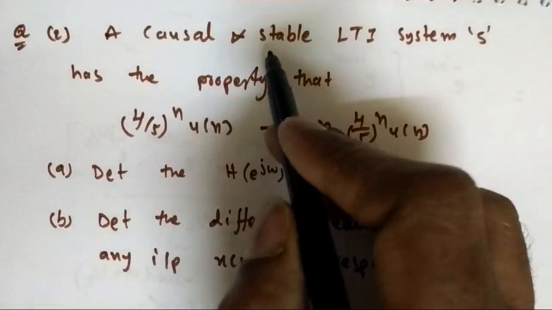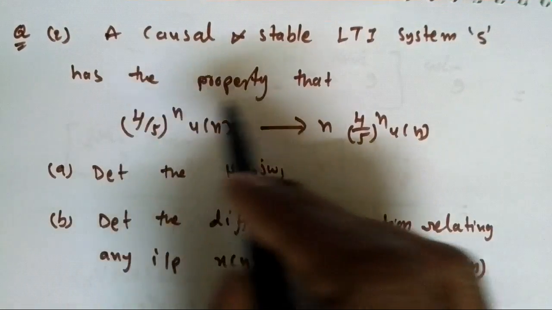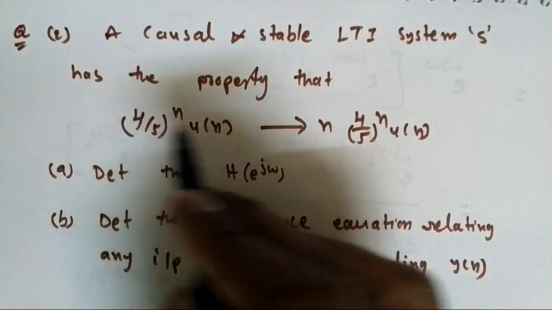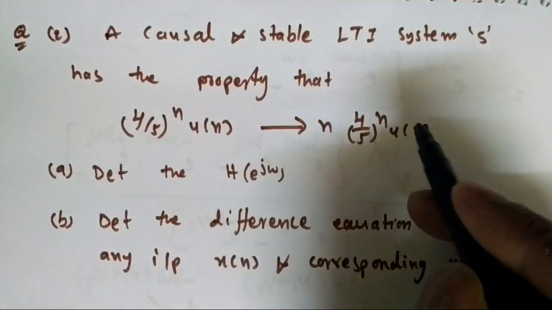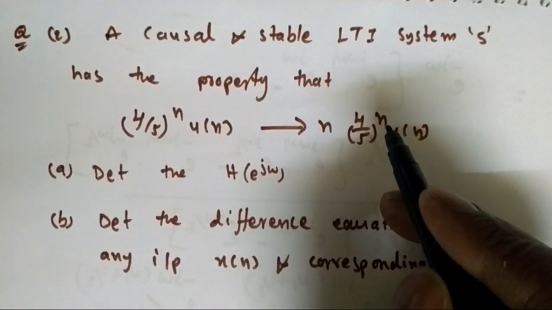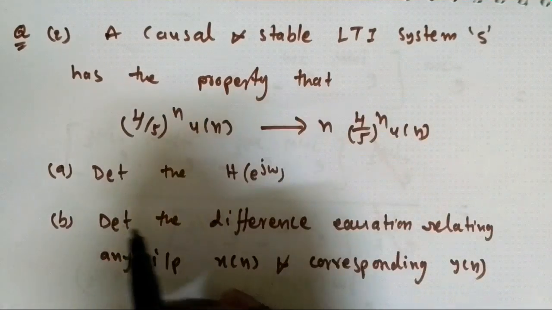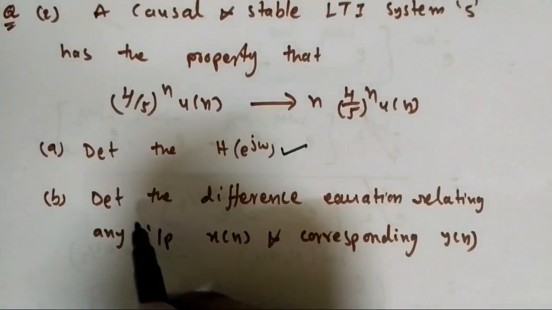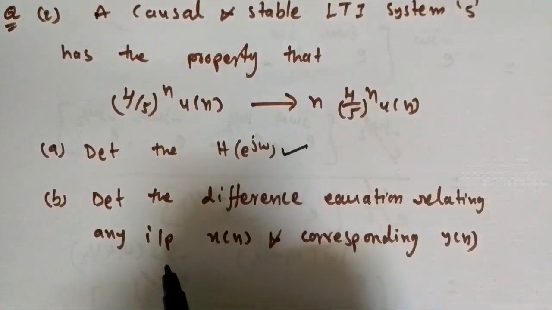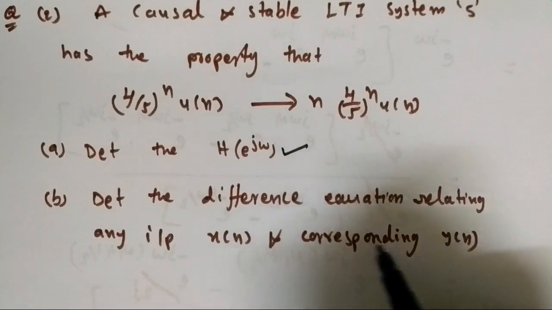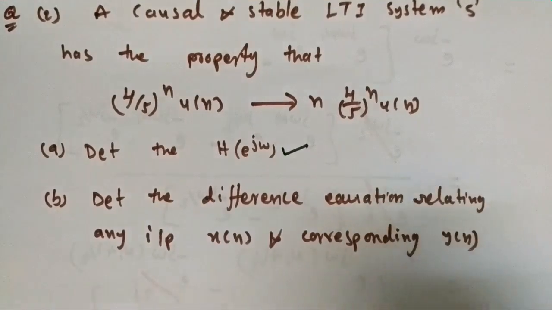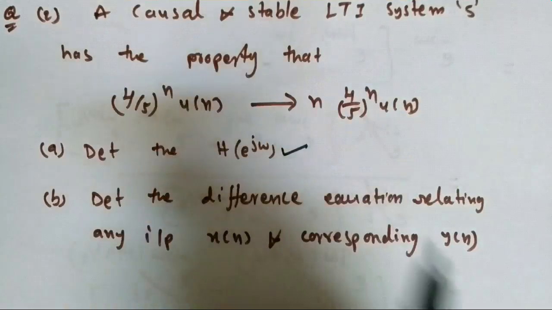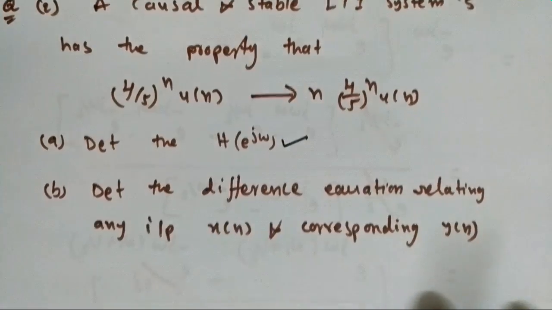A causal unstable LTI system has the property that if I apply 4 by 5 power n u of n to the system, we will get the output n into 4 by 5 power n u of n. Determine the H of e power j omega, that is the frequency response, and determine the difference equation relating input x of n and corresponding y of n. Right? See, this is x of n given, this is y of n given. Now to find the H of e power j omega, it's very easy.